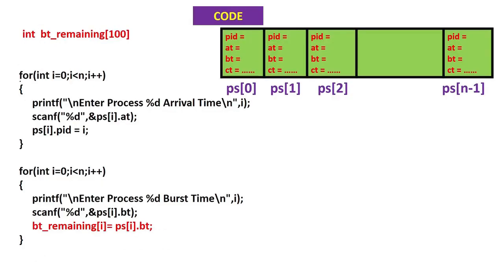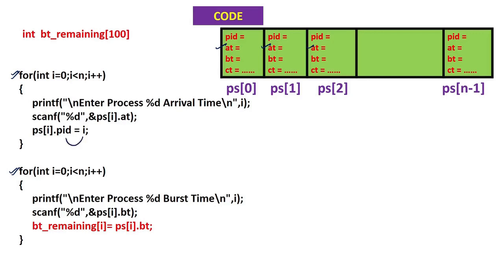Here you can see we have used two for loops. This for loop is scanning the arrival time, and this for loop is scanning the CPU burst time. We scan the arrival time from i equal to 0 to i less than n, so it will be PS of 0 dot AT, PS of 1 dot AT. All the values will go inside the arrival time field of the various processes. Along with that, I have also initialized this PID variable. PS0.PID, PS1.PID will be initialized with i.